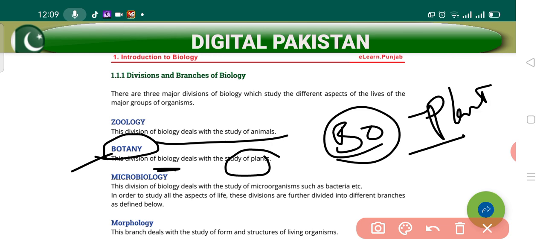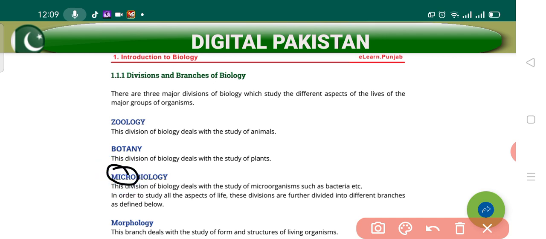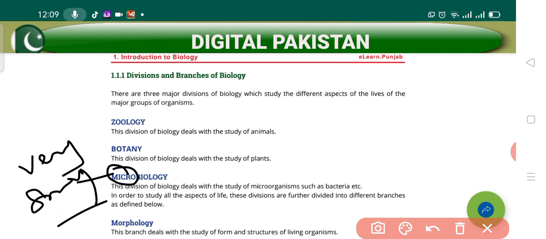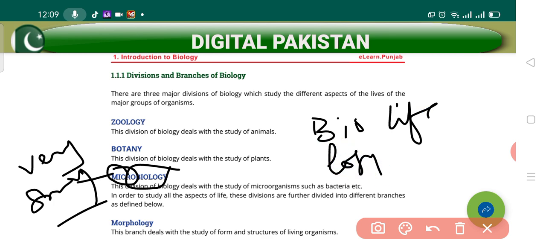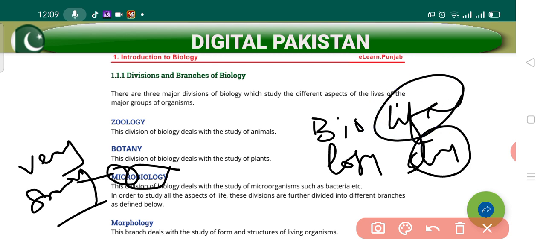Now let's move to the next division, and that is microbiology. The name is indicating micro. Micro means very small. Bio means life, and logy means study. So what you get is the study of micro life. The study of micro life is known as microbiology. It includes all the small living organisms like bacteria, viruses, and nowadays the most common, COVID-19, the coronavirus. So microbiology is the study of small life.